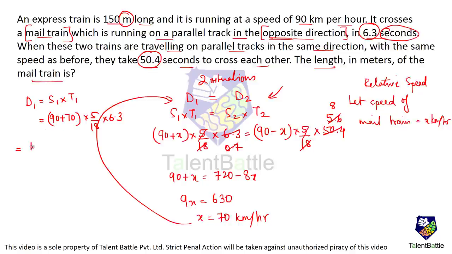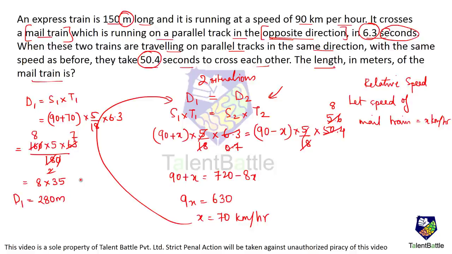90 plus 70 is 160. Okay. Into 5 into 63 divided by 180. That is 63 divided by 10. Okay. 18 into 10 is 180. So this 0 gets cancelled out. 9 2s are 18, 9 7s are 63, and 2 into 8. Right. So 8 into 7 5s are 35. 35 2s are 70. 70 4s are 280. So 280 meters is the distance traveled in the first case.